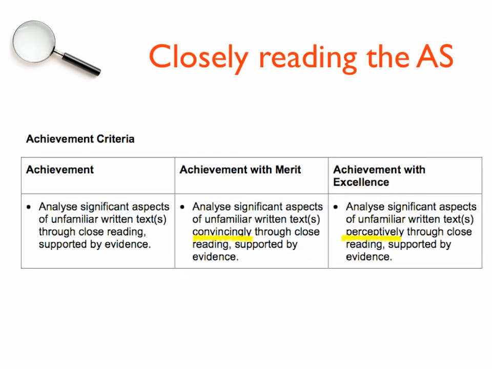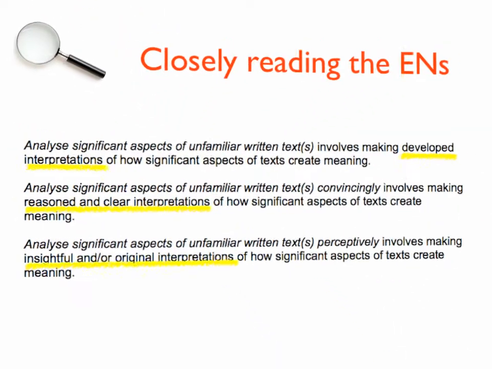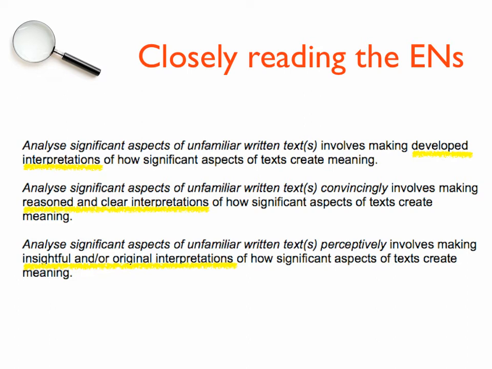When you look closely at the achievement standard you'll be assessed against, read the words very carefully. Look at achievement, analyse significant aspects. Then look at merit, convincingly. Look at excellence, perceptively. These words in the achievement standard describe the quality of your work so you know what you need to do. When you look at the ENs, the explanatory notes, you can see in even more detail what your work needs to do.